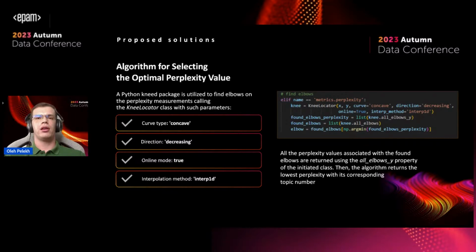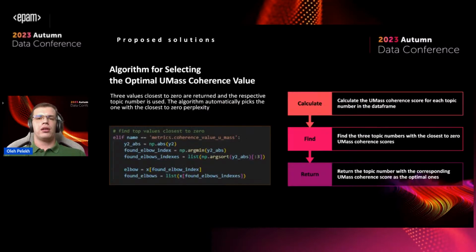So with this, we find elbows on the perplexity measurements by calling a KneeLocator class with the parameters you can see on the left side of the screen. As an output, the algorithm returns the lowest perplexity with its corresponding topic numbers. And considering the next algorithm, it's the UMass coherence value. So the algorithm identifies the three values nearest to 0, and the corresponding topic number is selected. So the algorithm automatically opts for the one with the value which is closest to 0.